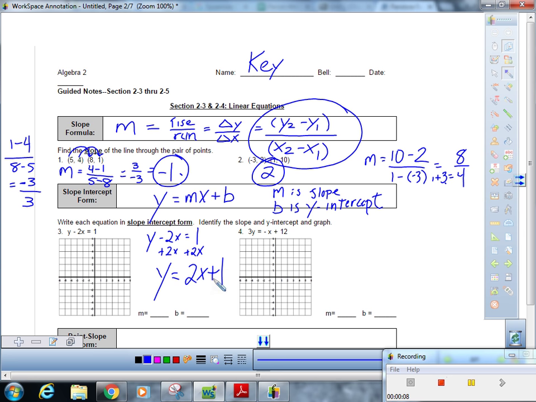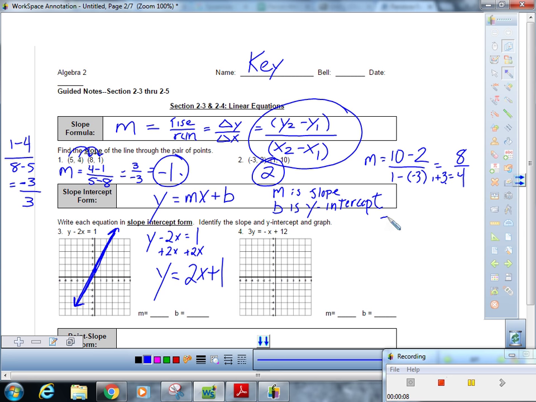Here's how you graph these. The 1 is the y-intercept. So what does that mean again? Well, it's where it hits the y-axis. So put a dot on the 1. And then what's my slope in this one? It's 2. So every time I go over 1, I go up 2. Over 1, up 2. And that is the easiest way to graph a line in slope-intercept form. Okay?